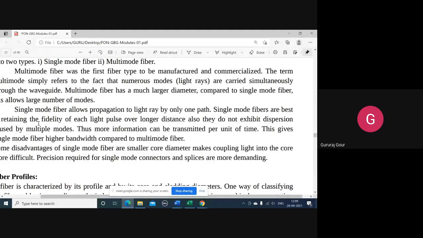Okay, now coming to multimode. Let's first complete the single mode. Single mode you can easily understand. Single mode means a single orientation. Orientation means pattern. In what pattern E and H are oriented.